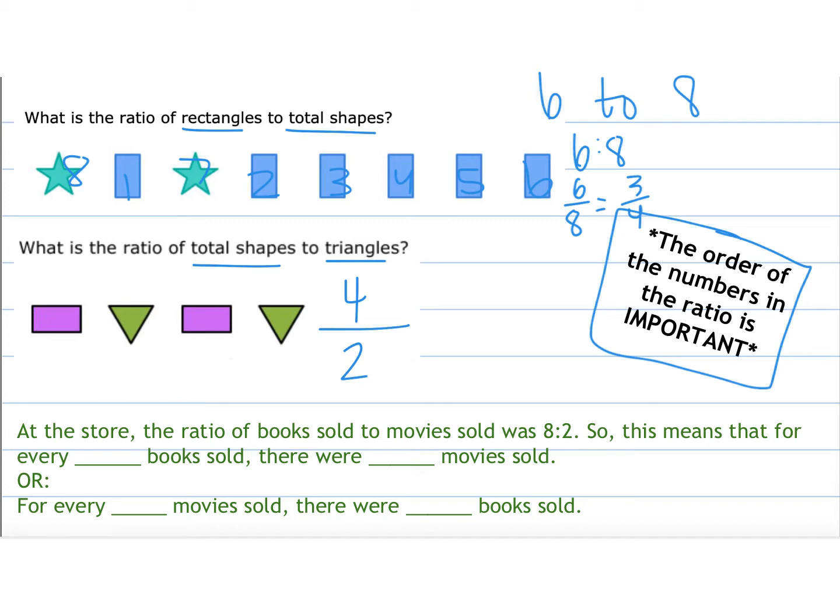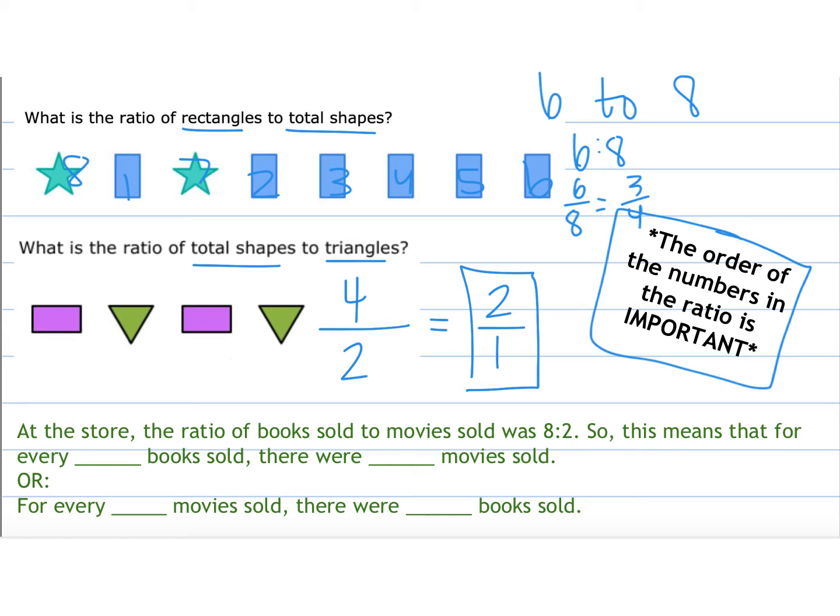Do not turn them into mixed numbers because ratios are comparing two numbers. So if we turned it into a mixed number, then it's no longer comparing those two. But we can simplify this to be 2/1, and we would keep it just like that. So that means 2 total shapes to every 1 triangle.